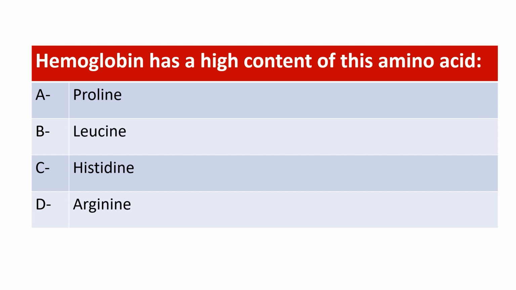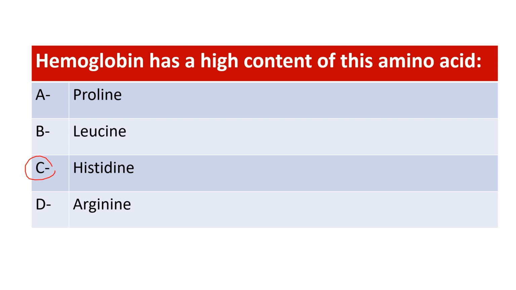And yes, you are true. The answer is histidine, and histidine has a critical function. Histidine is one of the amino acids that binds to the heme group of the hemoglobin molecule and plays a critical role in the transport of oxygen during this binding. So the correct answer is histidine.